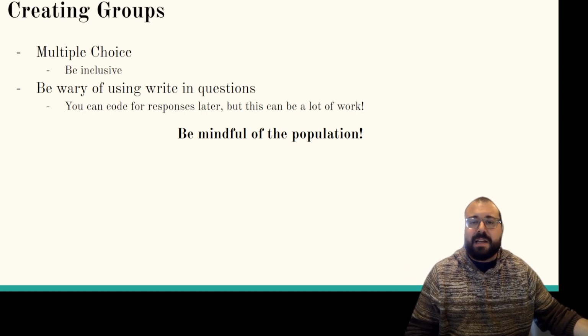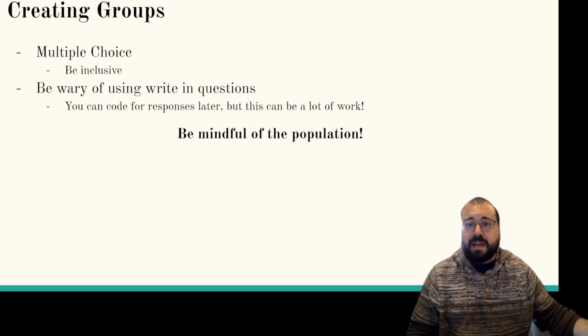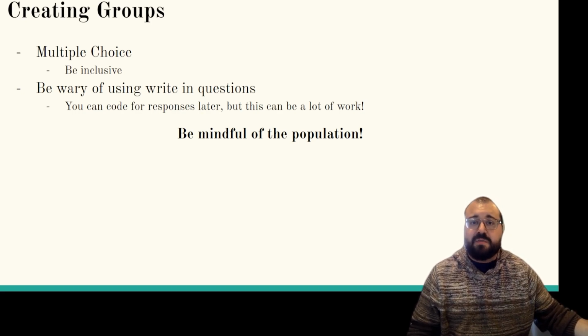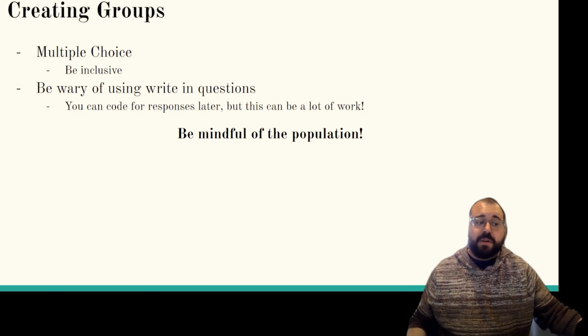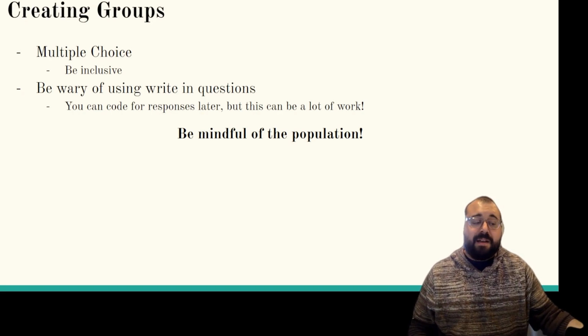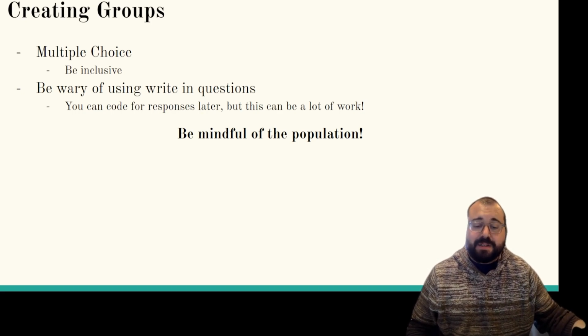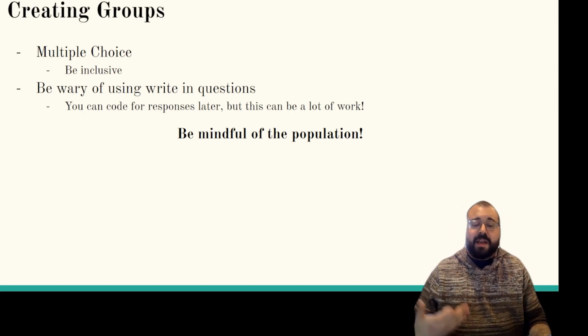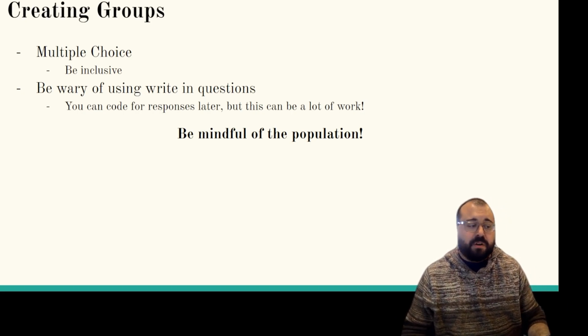And lastly, again, be mindful of the population. Don't ask, what science class are you taking? Physics, chemistry, or living environment? They're freshmen, guys. Everybody's taking living environment. There might be like 1 or 2 people that are not because of other circumstances, like going to a different school before Pelham, but everybody else is taking living environment. So not a good way to create groups. Make sure you're thinking about the population when you're doing this.